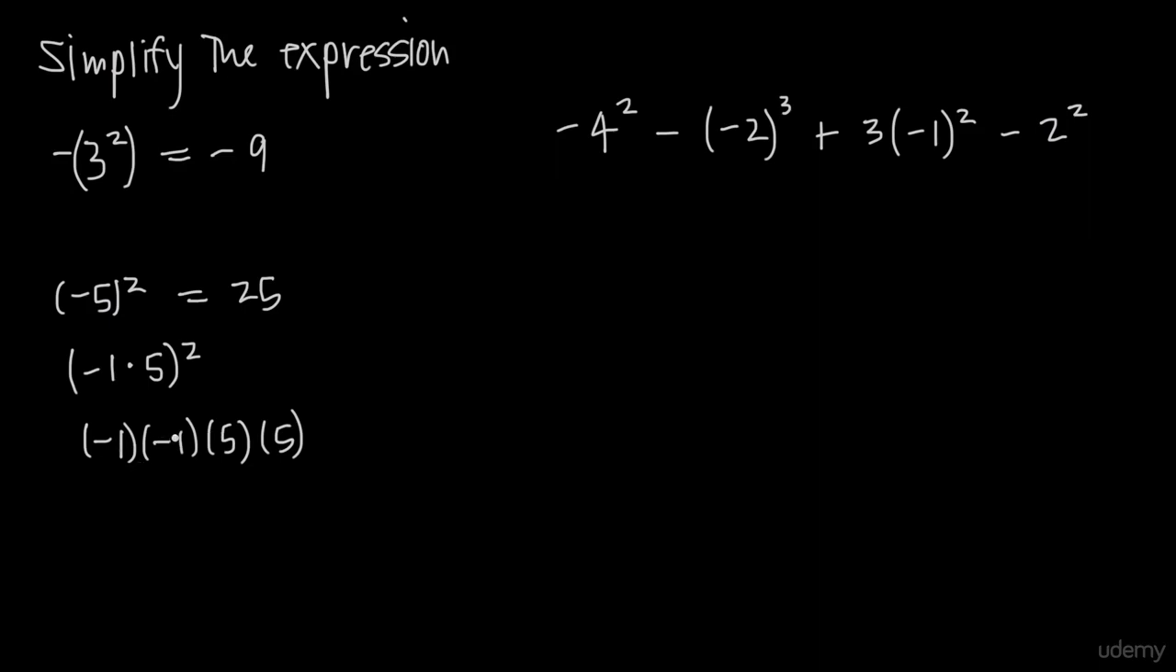Well, a negative 1 times a negative 1, a negative times a negative gives us a positive, because we can cancel every two negative signs. So this becomes a positive 1. 1 times 1 times 5 is equal to 25.